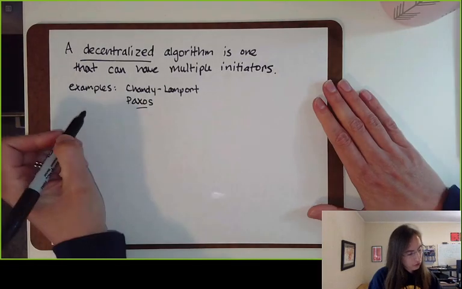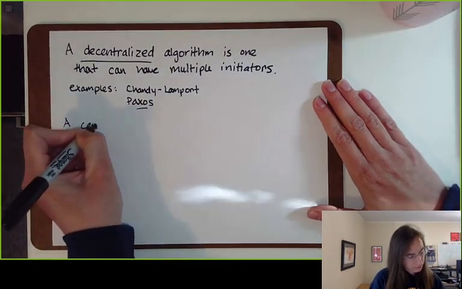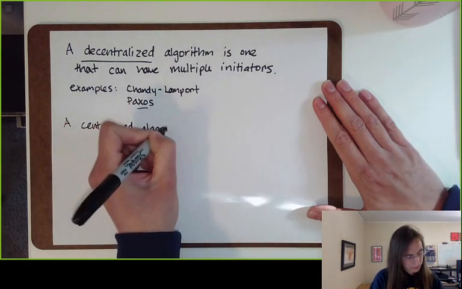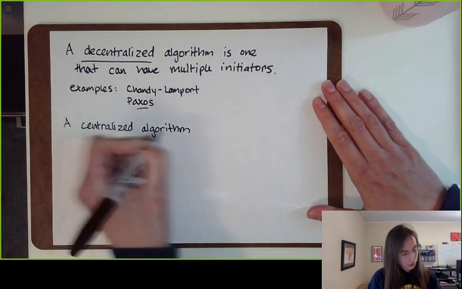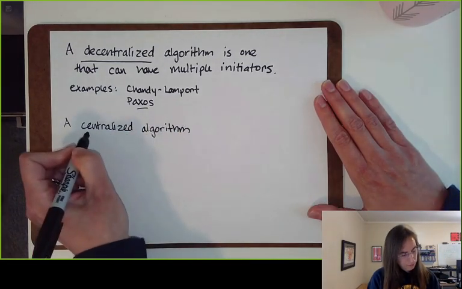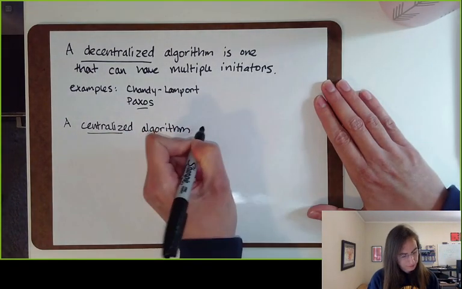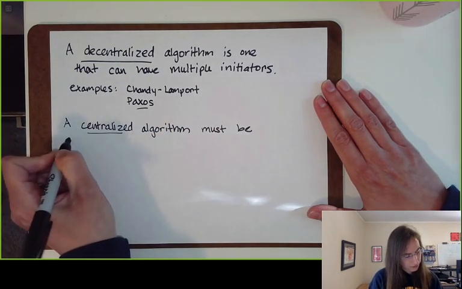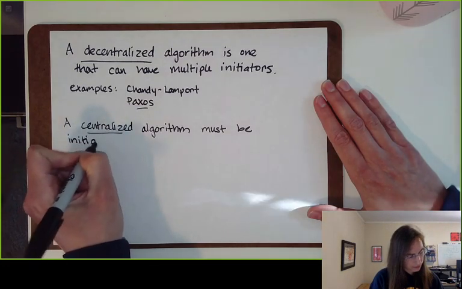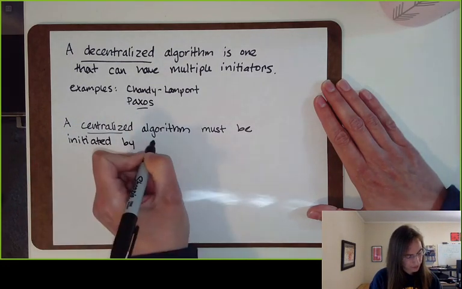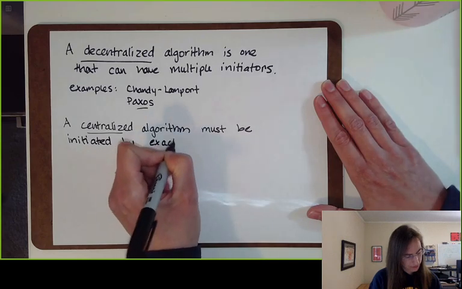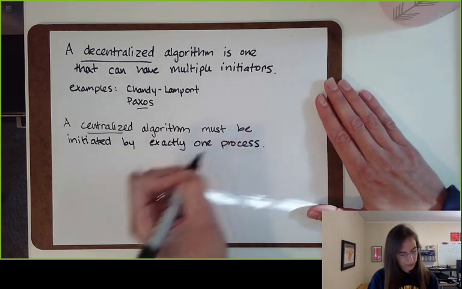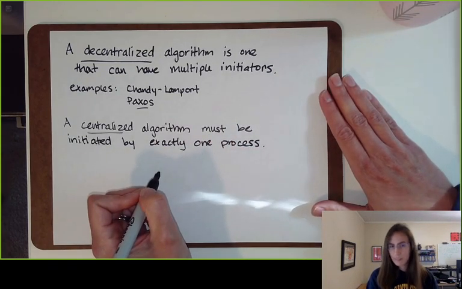So by contrast, a centralized algorithm, this could still be a distributed algorithm, but a centralized algorithm must be initiated by exactly one process. Questions about that?